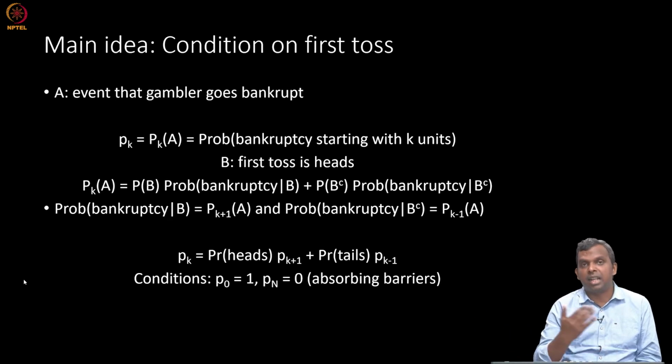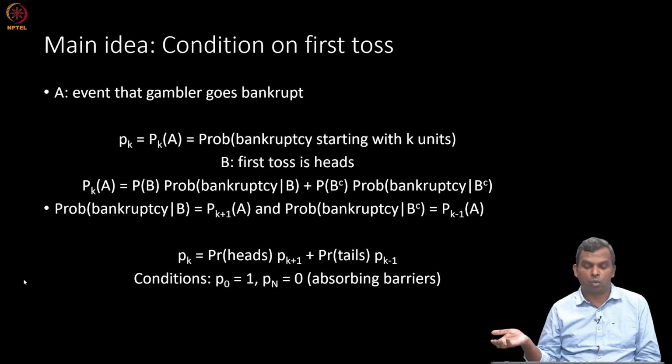So we can condition A on B and use the law of total probability to write Pk of A as P of B times probability of bankruptcy given B, plus P of B complement times probability of bankruptcy given B complement. Okay, so that's the important step. It's a very simple step, but we've gone to another conditional probability space, right?